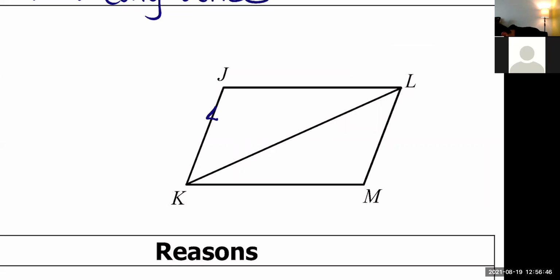JK and LM are parallel. But we're also told JL and KM are parallel. Now there's a neat little trick.